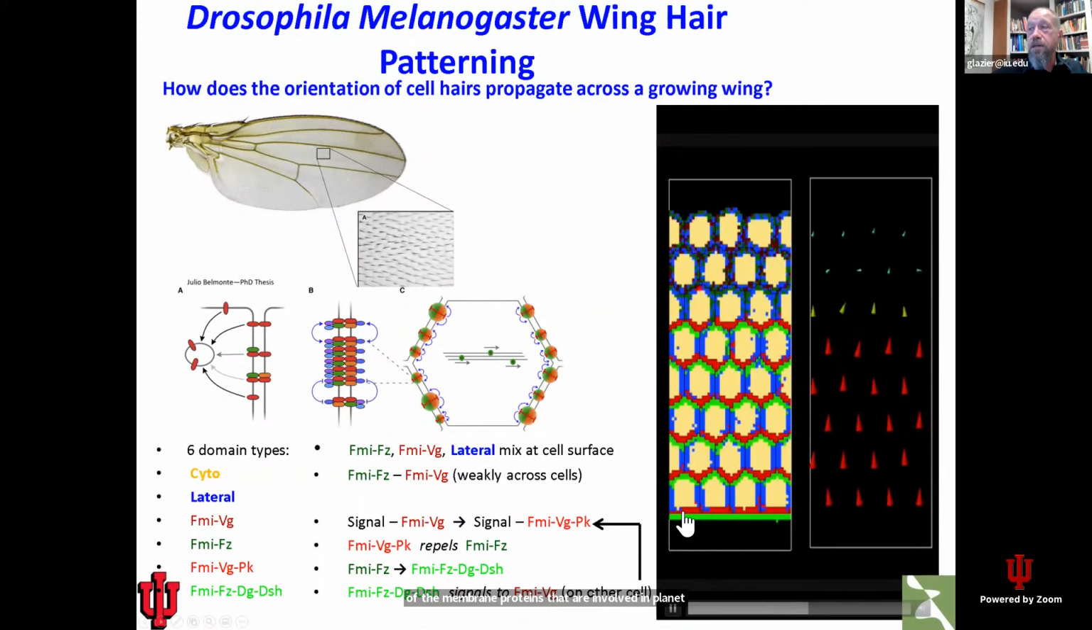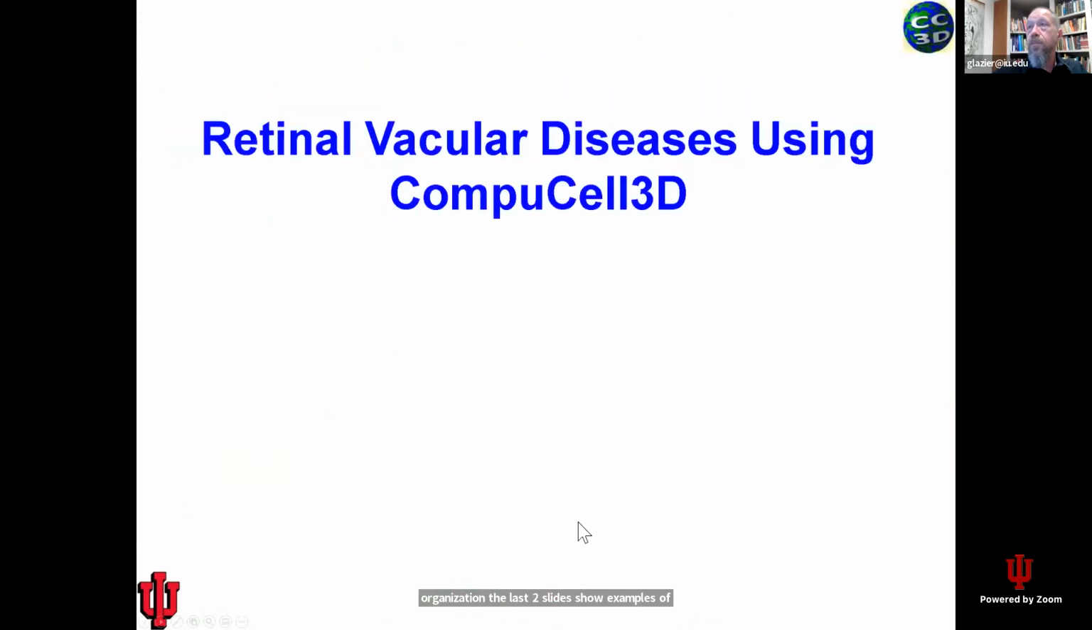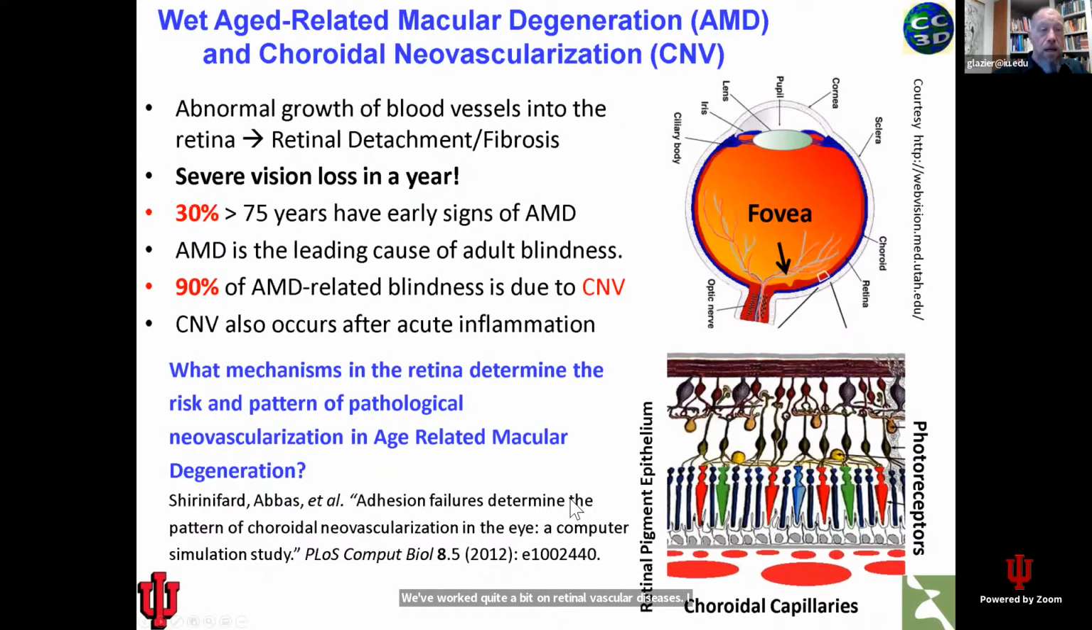And so somebody had asked about modeling subcellular organization. The last two slides show examples of modeling subcellular organization. We've worked quite a bit on retinal vascular diseases with CompuCell. I'm only going to show one example here.